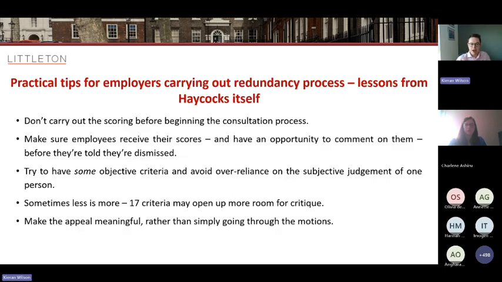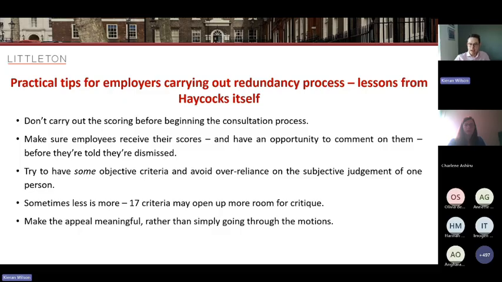So thinking of some practical tips, there are a few lessons that emerge from the case itself and tips that we can take away, I think. The first is, ideally don't carry out the scoring before the consultation process begins. It might not necessarily render the dismissal unfair, but it's not a great start when you're trying to convince the tribunal that you ran a fair process. Secondly, make sure that employees receive their scores and have an opportunity to comment on them before their dismissal. It remains the case that it won't generally be required to provide other employees' scores, but again, it depends on the circumstances, and as Charlene noted, it's an area where there is potential for development in the case law.